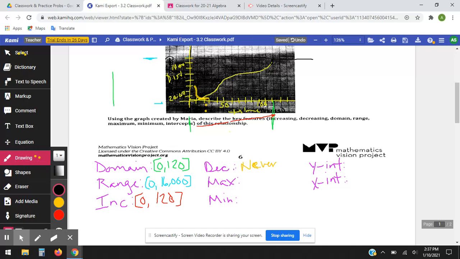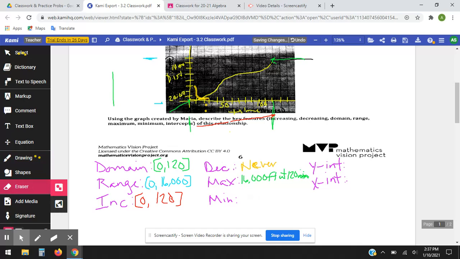All right, maximum. So the maximum point would be this guy right here. Oh, I shouldn't use black for that one. Let's go ahead and we'll do our green. So the maximum point is right up here, so that is 16,000 feet at 120 minutes. And our minimum would be right here where we started, 0. Oh, I don't need the parentheses. 0 feet in 0 minutes.